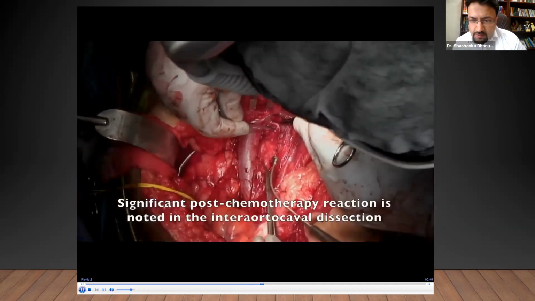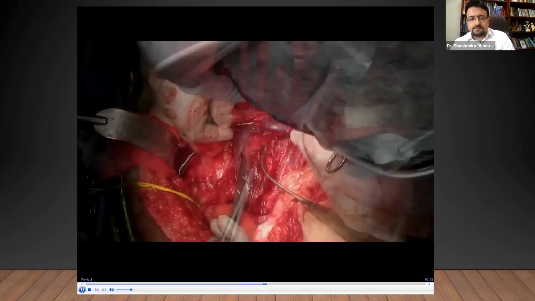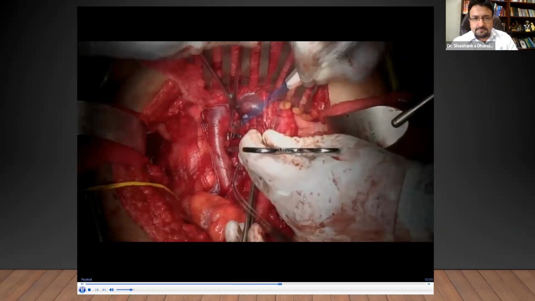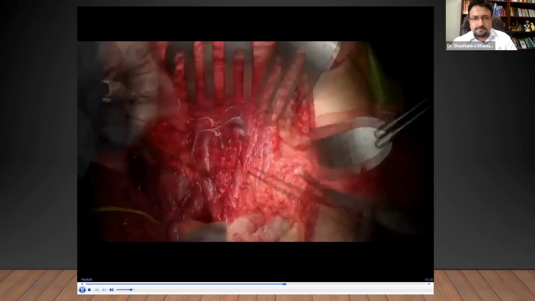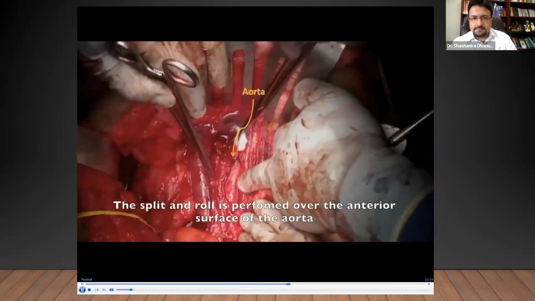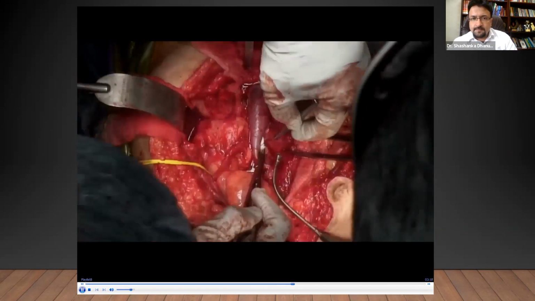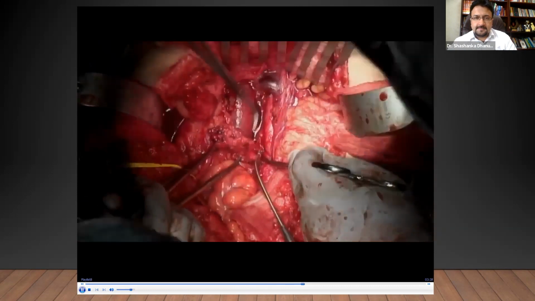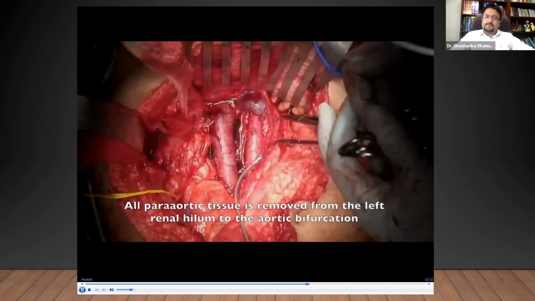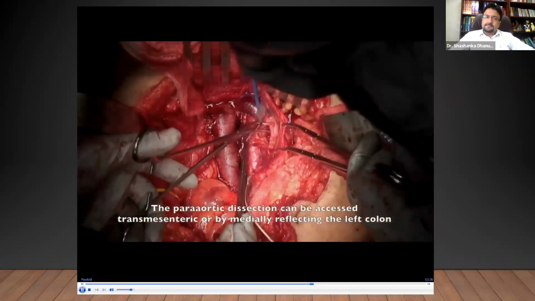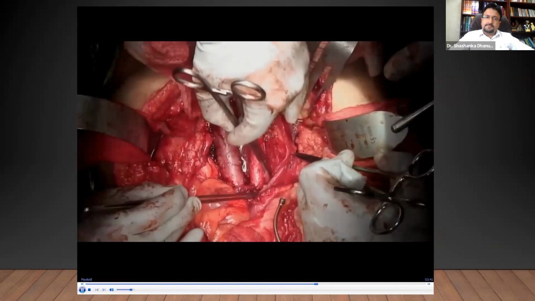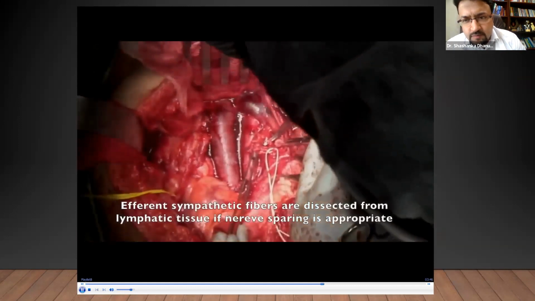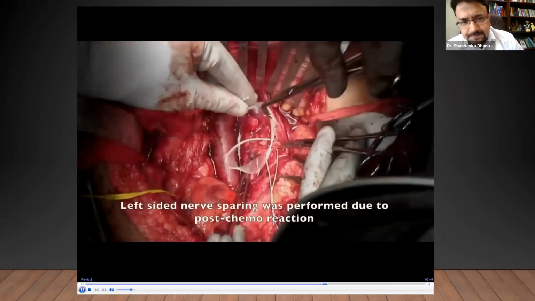This is one thing that we need to be aware of. So that's an alternate approach. If we're doing a left-sided only, we can start from the left white line of Toldt and reflect it towards the right.